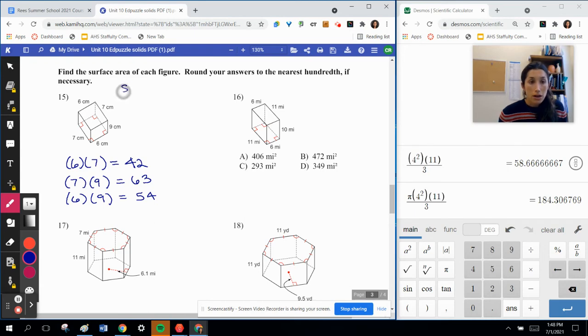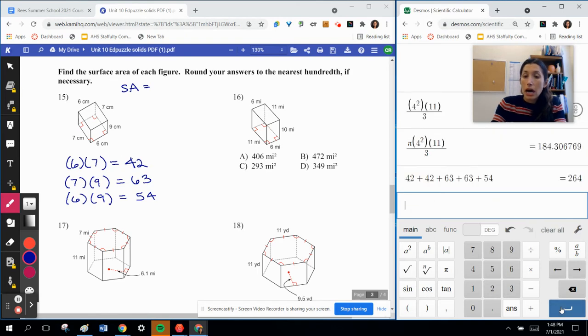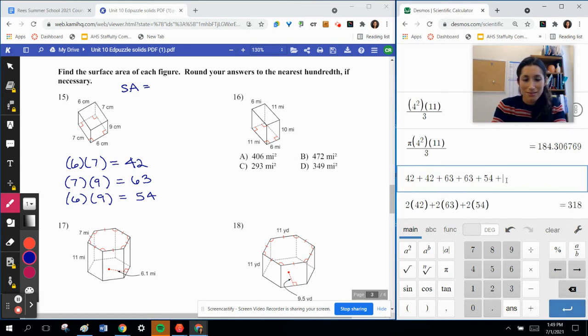So for surface area, we add up all of the sides. You can do a little shortcut to that. Let's see what we would put in our calculator. You could technically do 42 plus 42 plus 63 plus 63 plus 54. Add up all the sides. A shortcut could be two of the 42s, two of the 63s, and two of the 54s. Oh, I didn't do two 54s up here. There we go. So 318 would be the total surface area.